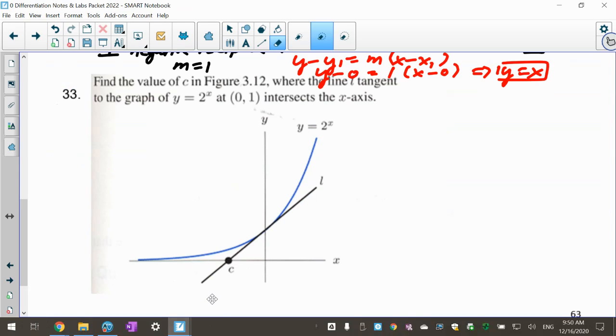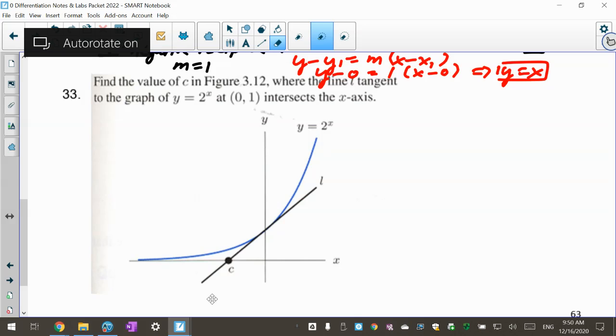Okay, this is the very last problem of our exponential functions derivative lab, and I wanted to make sure I did this with you because it's a little bit different. And I made this a separate video all on its own just so that you could check it all out.